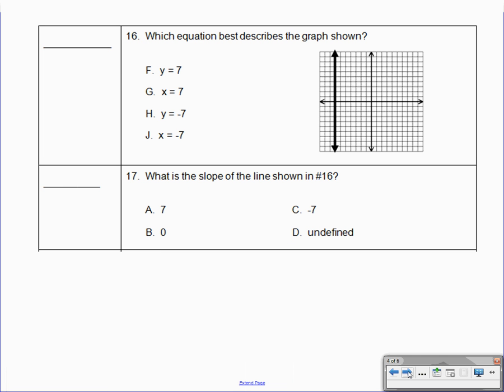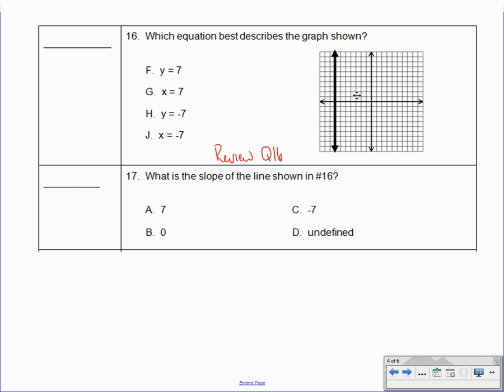Number 16. Number 16 is very similar to review question number 16. If you look at your review, the only difference is that on question 16, I gave you the equation you had to graph. Now you're given the graph, come up with the equation.